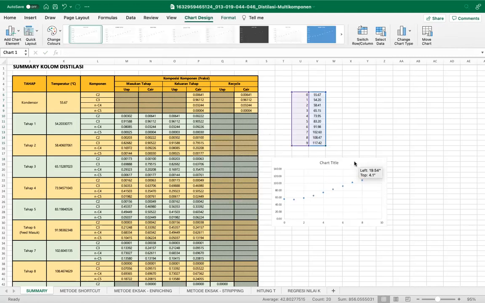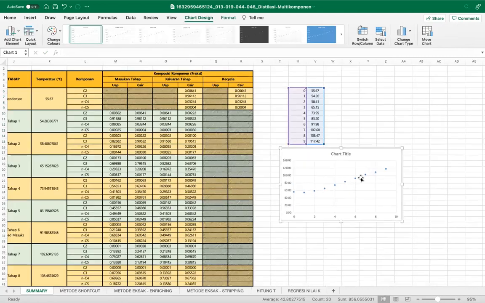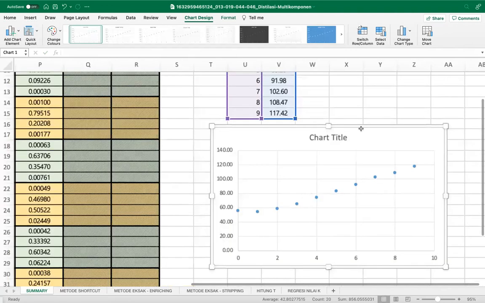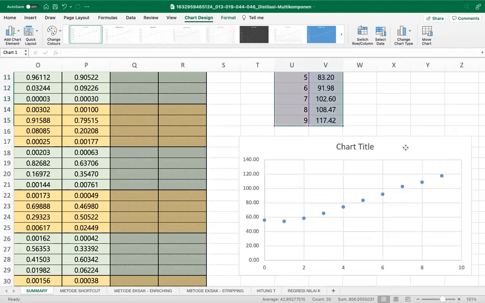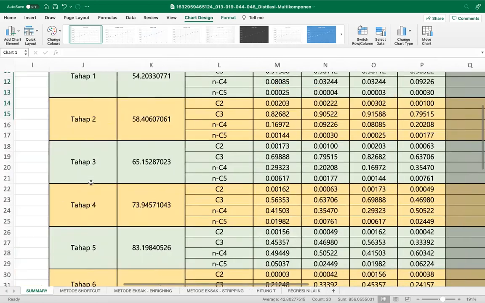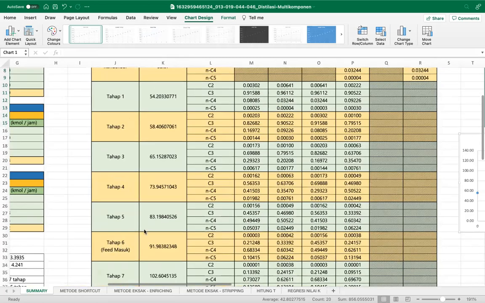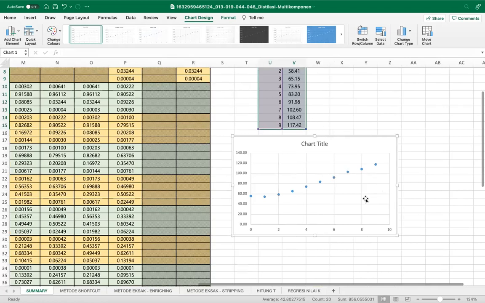So if you look at the temperature profile, it's not really linear, but a little bit of a drop like that, and then it increases just a little bit. It's quite linear around here, but not much. Okay, and then if we check here, the feed tray is at 6. So this is the feed tray, and this is the bottom.